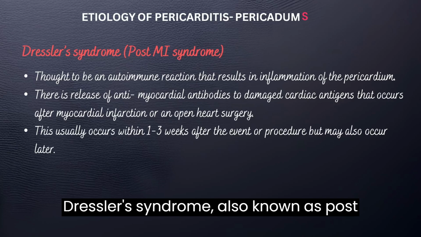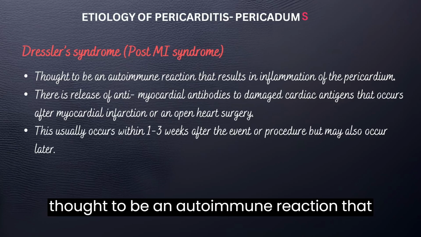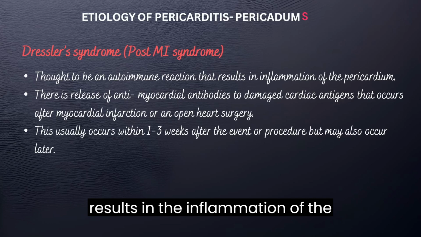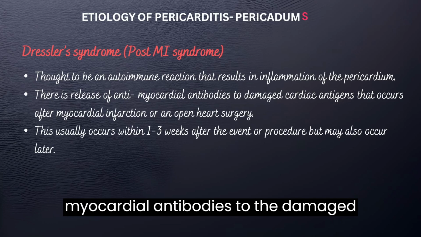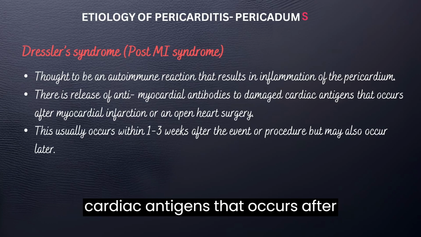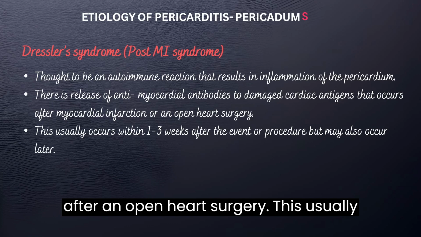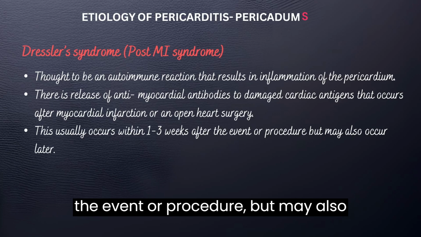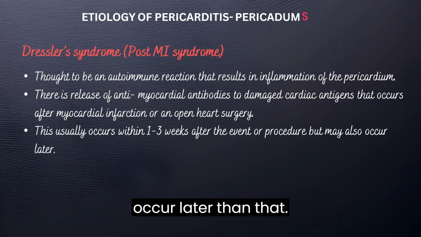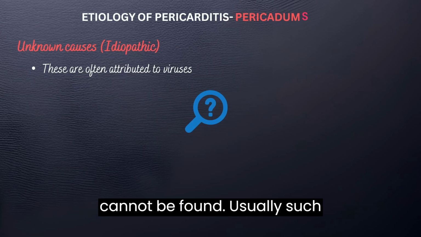Dressler syndrome, also known as post-myocardial infarction syndrome, is thought to be an autoimmune reaction that results in inflammation of the pericardium. There is release of anti-myocardial antibodies to the damaged cardiac antigens that occurs after sustaining a myocardial infarction or after an open heart surgery. This usually occurs within 1 to 3 weeks after the event or procedure, but may also occur later than that. Idiopathic pericarditis is when the cause cannot be found.